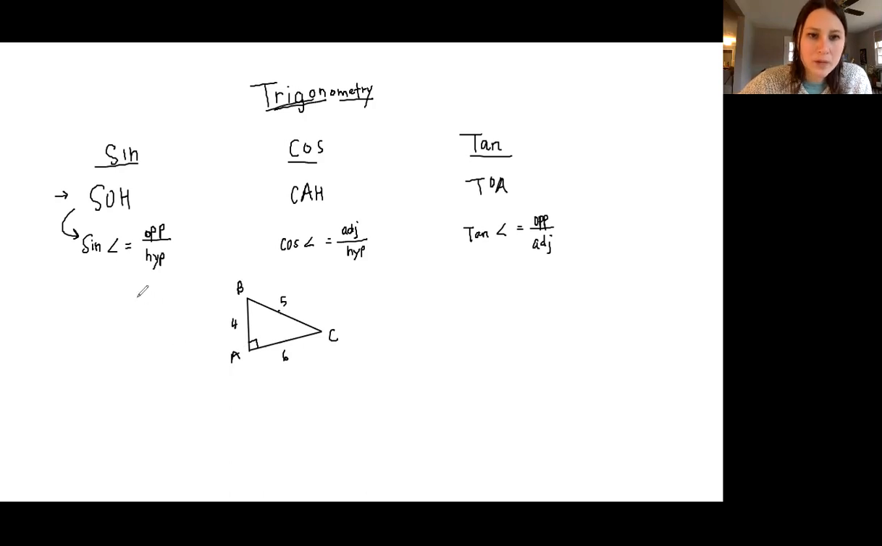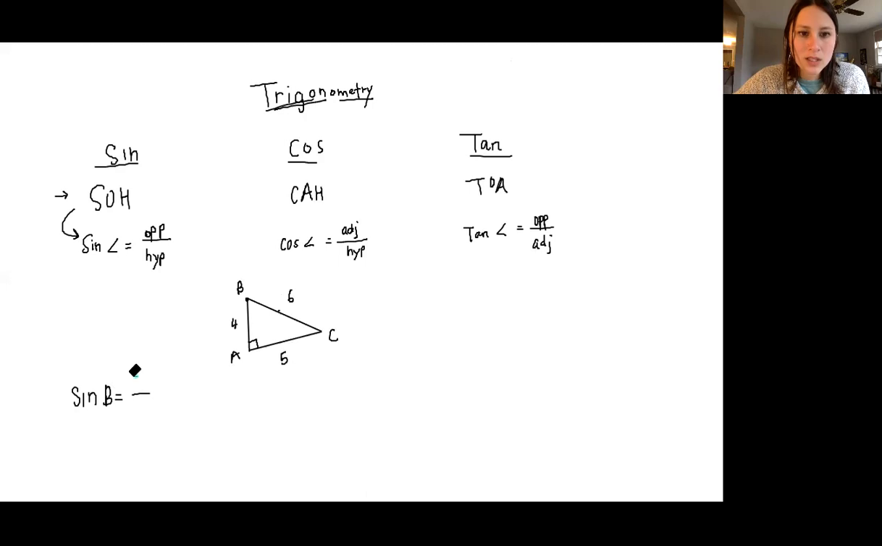So if I were looking for the ratio of sine of angle B, that means B is the perspective I'm looking out of, and I'm going to relate the sides to angle B. So opposite of angle B is this side here, which is 6, and the hypotenuse of this triangle is 5. Now, actually, I probably should switch these two because the hypotenuse is usually the longest. So let me switch that so it makes a little more sense for us so we're not confused.